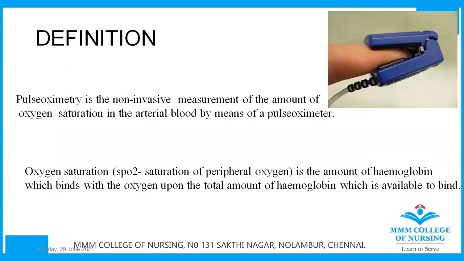Definition. Pulse oximetry is a non-invasive measurement of the amount of oxygen saturation in the arterial blood by means of a pulse oximeter. Oxygen saturation, SpO2, saturation of peripheral oxygen, is the amount of hemoglobin which binds with the oxygen upon the total amount of hemoglobin which is available to bind.